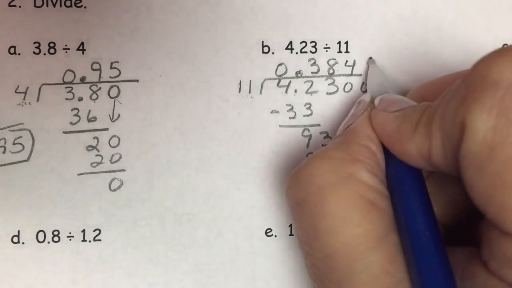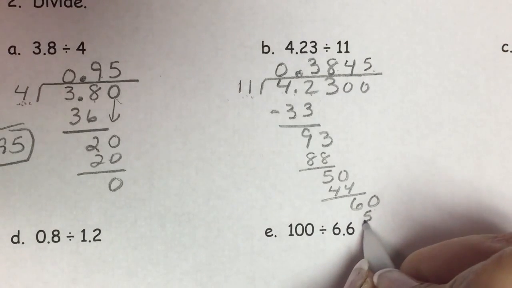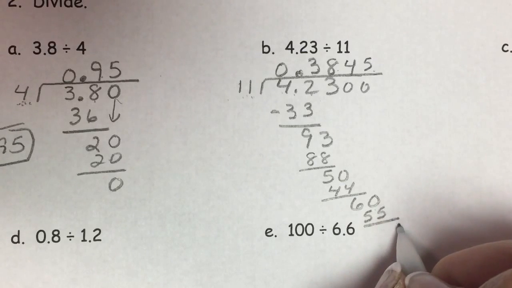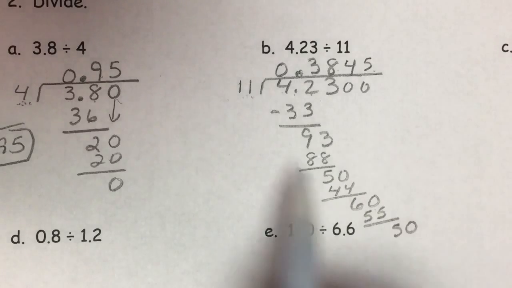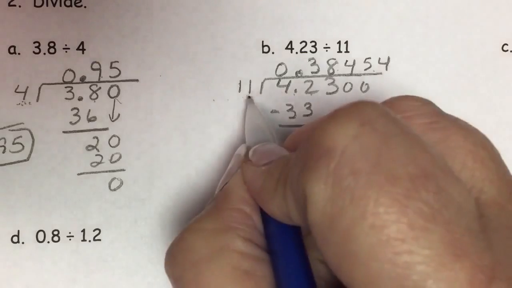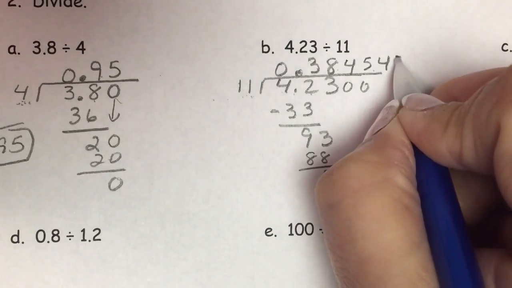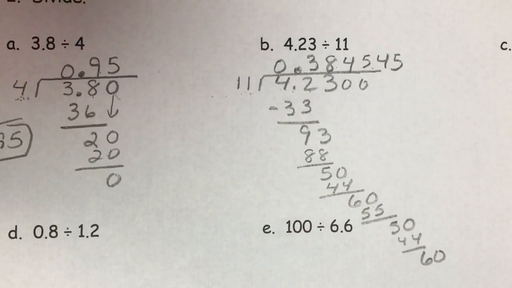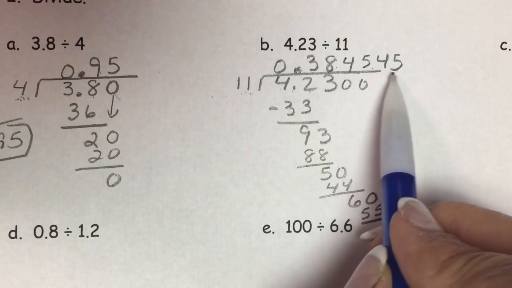11 goes into 60 5 times. 5 times 11 is 55. Subtract, I get 5. Bring down my 0. 11 goes into 50 4 times. 4 times 11 is 44. Subtract, I get 6. Bring down a 0. 11 goes into 65. Finally, do you see what's happening? Do you see where our 4 and our 5 are repeating, and they're just going to keep repeating?